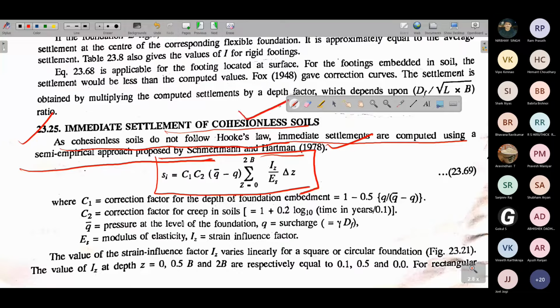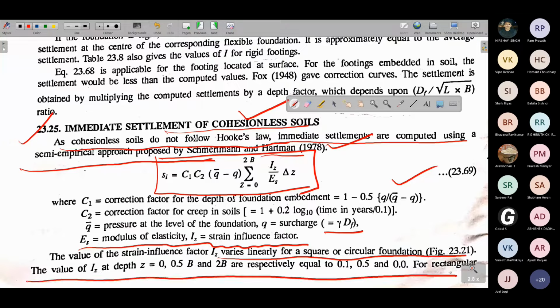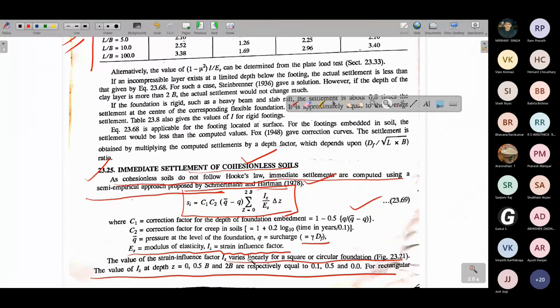So C1 is the correction factor for the depth of foundation embankment, which can be calculated like this. C2 is the correction factor for creep. Q dash is the pressure at the level of the foundation. Q is the surcharge, gamma Df. E is the modulus of elasticity. I is the strain influence factor, and its values vary linearly for square and circular footing, and everything would be given. Don't panic. These are the equations we can use for our immediate settlement.